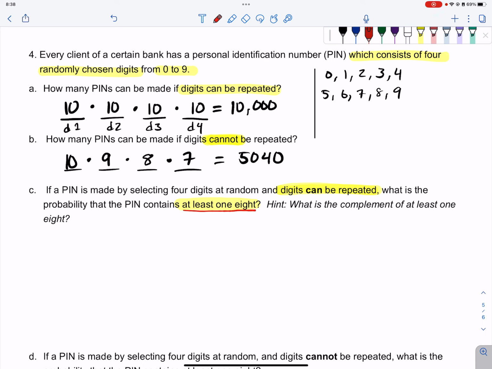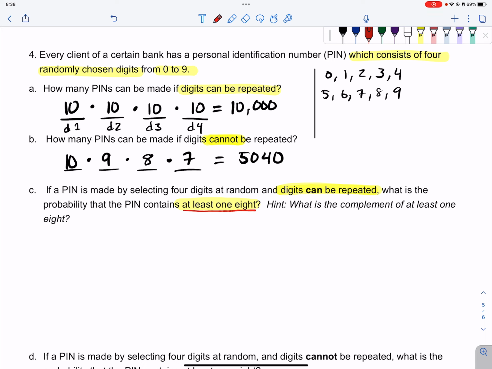It could also, if it had 1 eight in it, that eight could be in the first position, the second, the third, the fourth position of the PIN number, and we would have to figure out all of these different ways that we could write a PIN number with at least 1 eight in it, and that's a lot of work. That would be a lot of steps to try and figure out how many different PINs we could write like that.